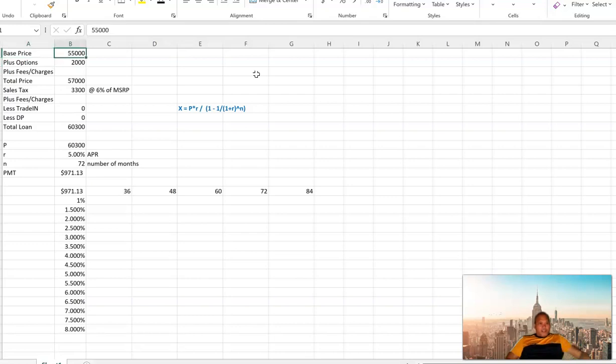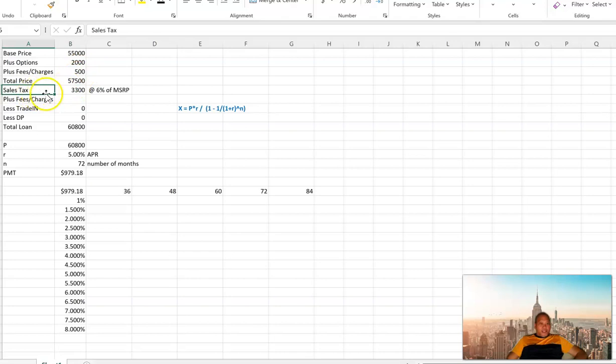So suppose you're buying a car for $55,000, and then you opted for some options, like some other bells and whistles for the car. Let's say it is worth $2,000, and then there will be some fees, maybe like shipping fees and something. Let's just assume it's $500. So that brings the total price to the sum of all those three items.